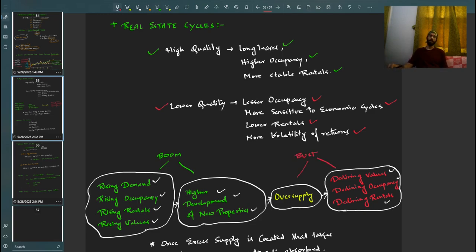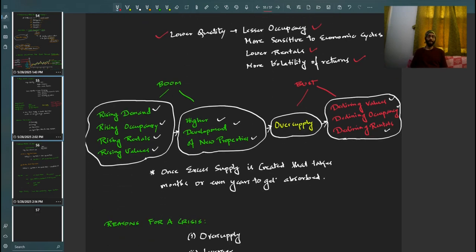Now, once excess supply is created, it takes months or even years to get absorbed, which means the declining phase or the bust phase of the real estate cycle may take a long time for recovery.